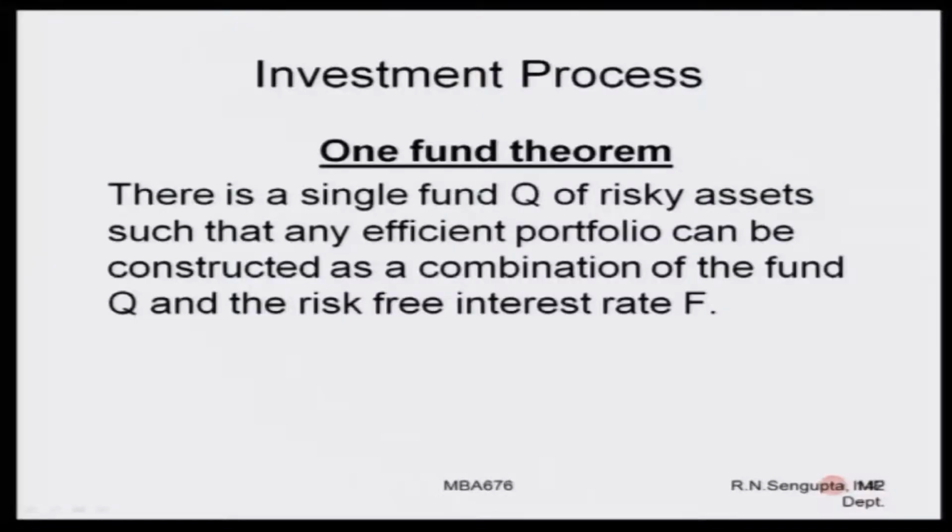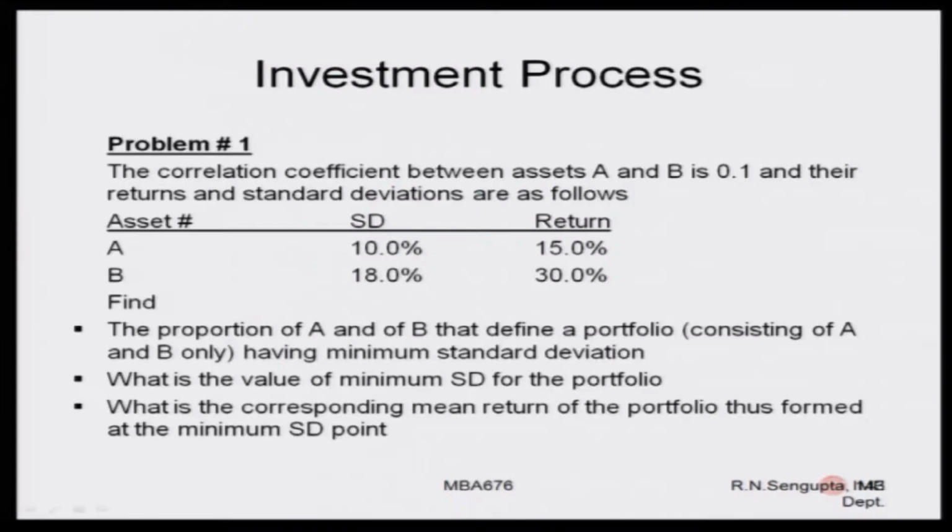So, there is a single fund Q of risky assets such that any efficient frontier can be constructed as a combination of the fund Q and the risk free interest rate RF, and when we combine them, it is a straight line.